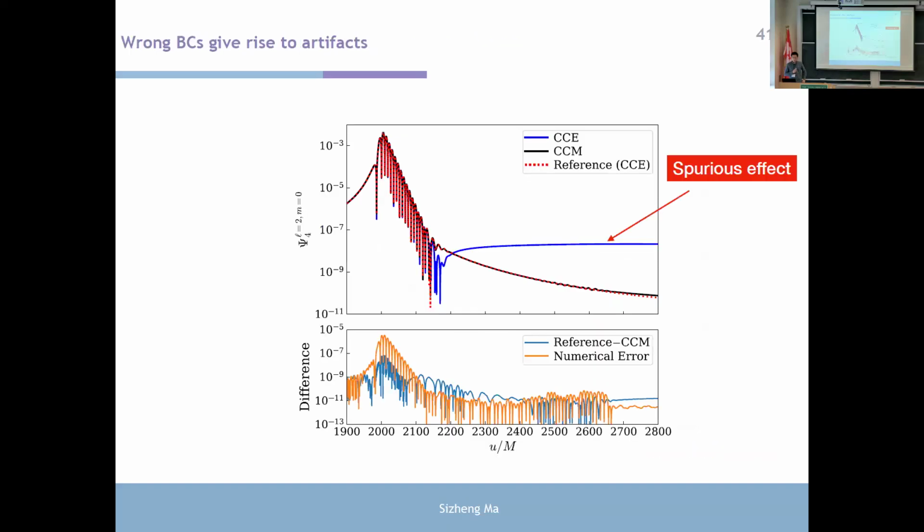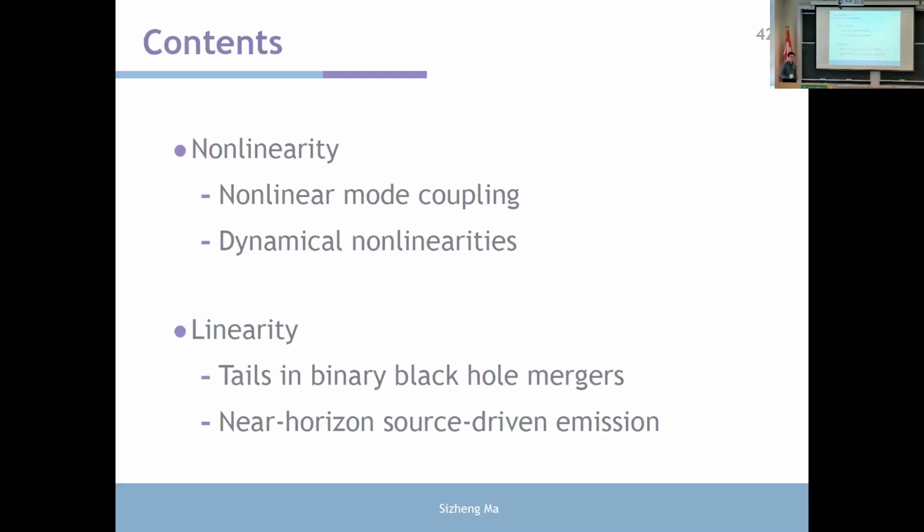If we do not use CCM, we will instead get this blue curve. So in this case, we can see that there is a huge systematic error at late times, and those errors are completely caused by the wrong boundary conditions, because they are gone if we push the outer boundary far enough. But you see, CCM is able to pick up the correct tail even when the outer boundary is very close to the system. All right, so that's the basic story for CCM and the tail.